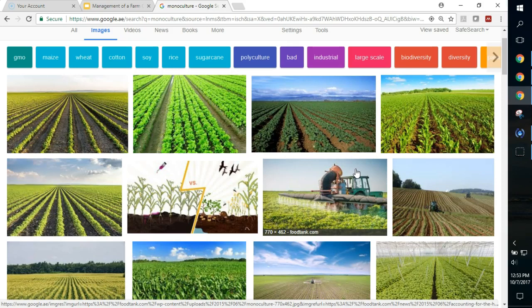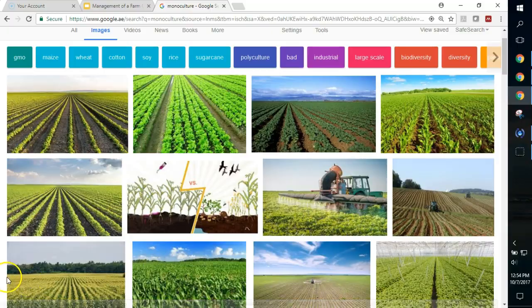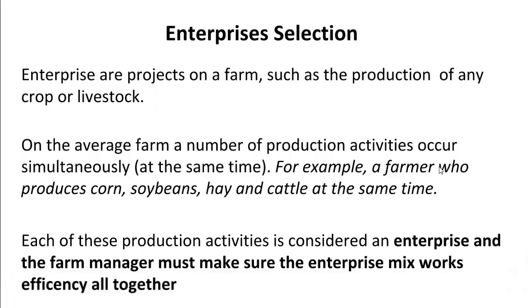On the other end, we have a monoculture, a farm that produces a lot of the same product, like these pictures are showing, and they invest in a big machine or multiple machines in order to maximize efficiency. When we talk about the projects or activities on the farm, we call it enterprise selection, and we want to know how many activities can be going on at the same time, or simultaneously. For example, if a farmer produces corn, soy, hay, and cattle at the same time, he has 4 different enterprises.